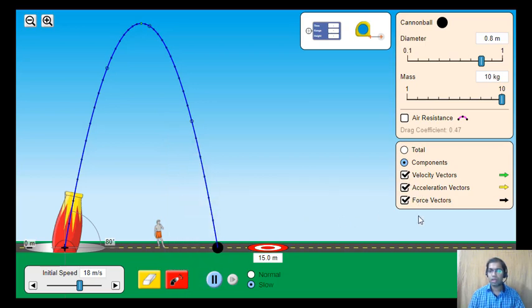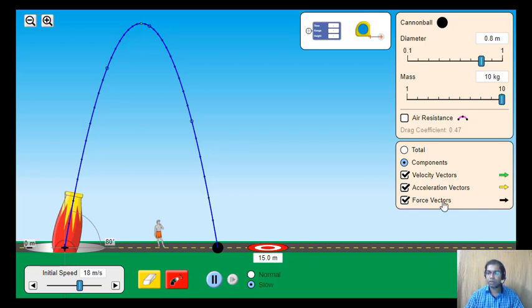So we'll put in all our vectors, that is the acceleration vector, velocity vector, and the force vectors. Now let us launch it again. So we can see that the velocity vector is changing, whereas the acceleration vector remains the same. The force as such would remain the same. So this is what happens in a real life scenario.